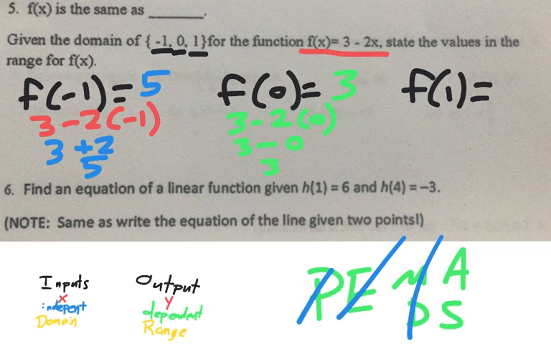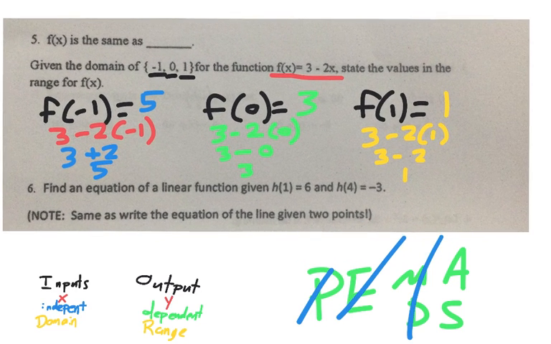So if I plug in 1, that's going to be 3 minus 2 times x. This time x is 1. Do my multiplication. -2 times 1 is -2. 3 minus 2 is 1. So I input 1, and my output was 1.